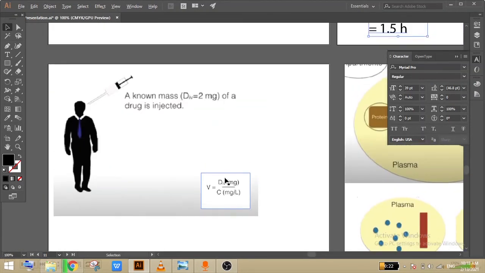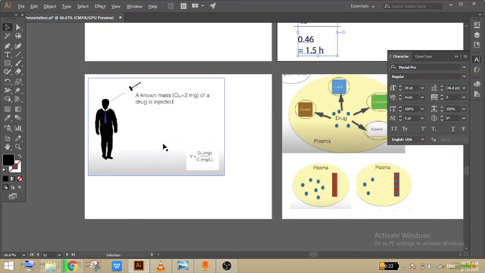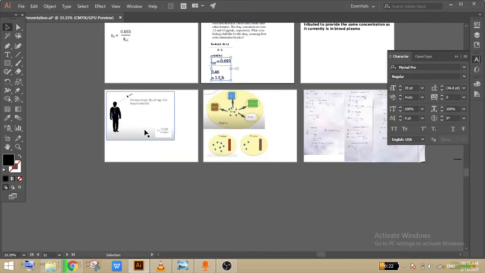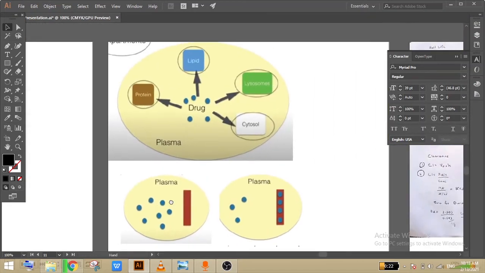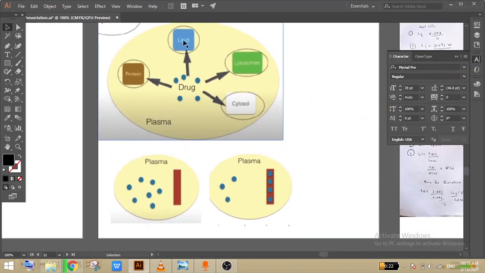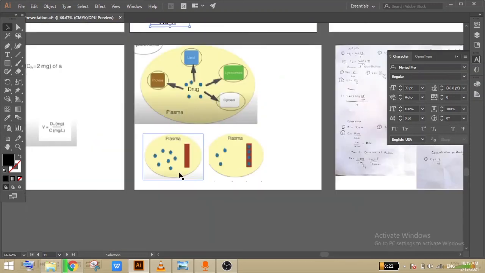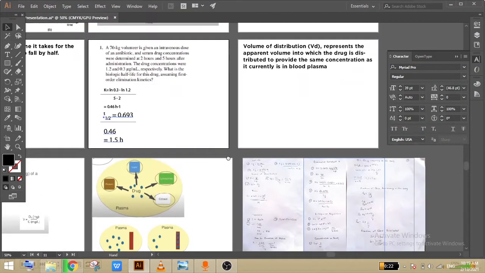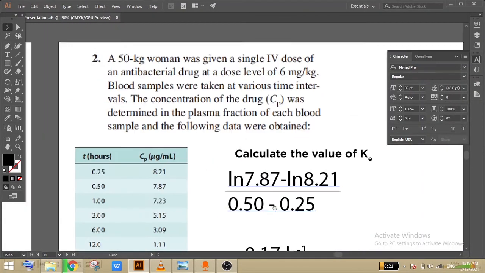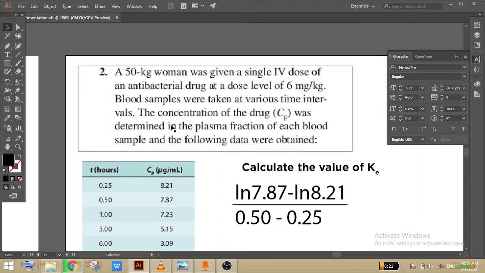The formula for VD is dose divided by plasma concentration at any given time. Here we know the dose of the drug we are going to be injecting. If more of the drug is distributed into various body cells and compartments, the volume of distribution will be more. But if it stays in the plasma and is not distributed elsewhere, then the VD will be less. We're going to solve a question for VD as well, using the same question we did before for the elimination rate constant.